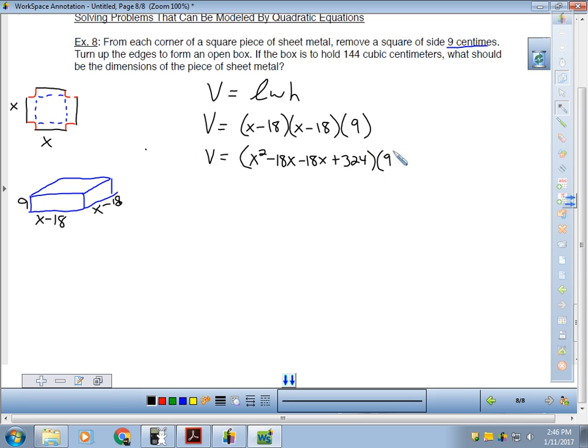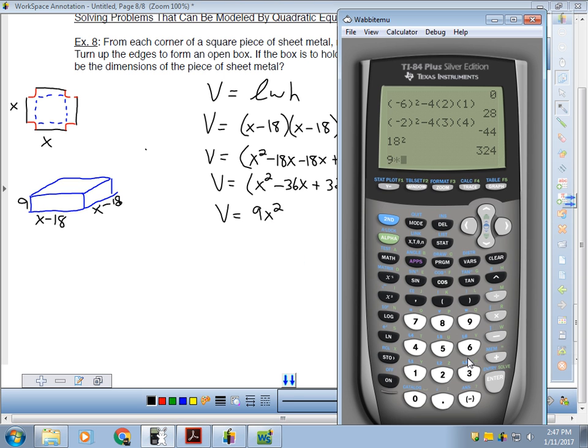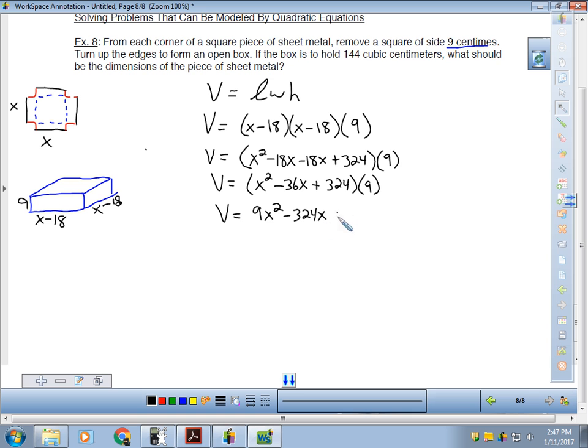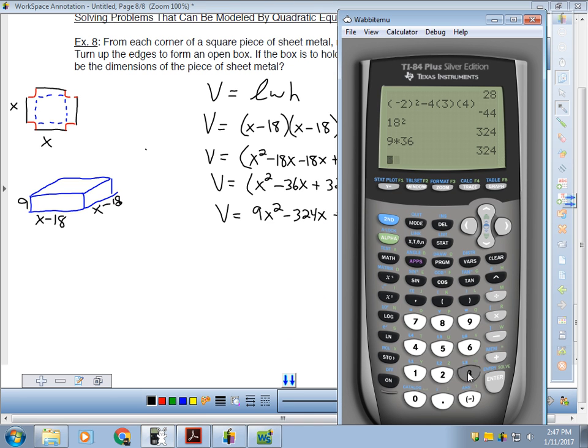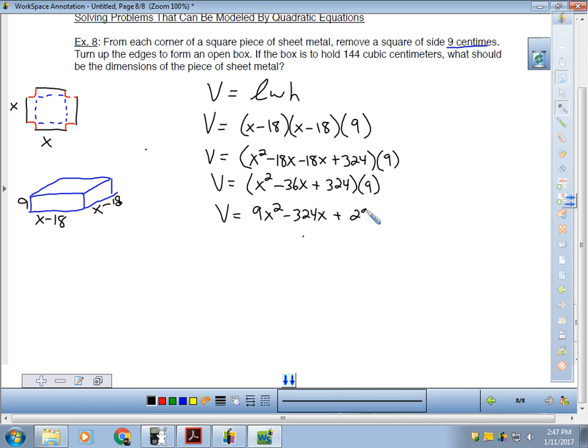And then that is getting multiplied by 9. I'm going to combine like terms, so x squared minus 36x plus 324. And then lastly, I'll distribute the 9 in. 9 times x squared is 9x squared. I don't know what 9 times 36 is, so I'll find that out here. That's 324, so minus 324x plus 324 times 9 is 2916. So there's my volume equation. This is the volume of the box, depending on how big x is.